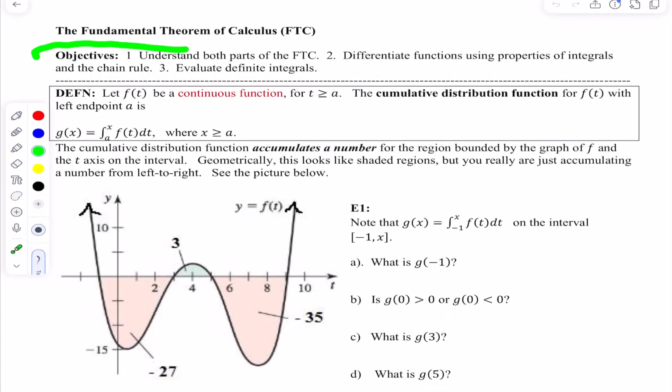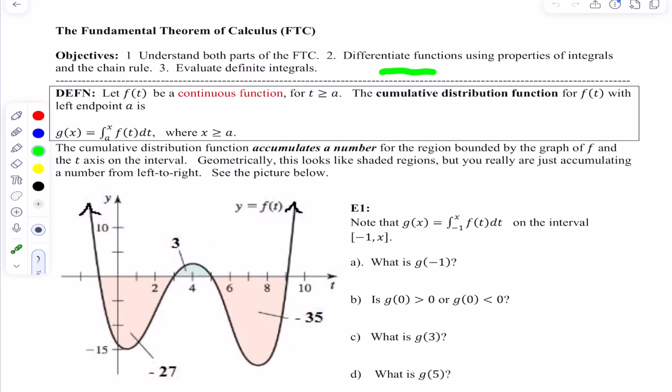The fundamental theorem of calculus. This is the theorem that bridges the ideas between the differential calculus and integral calculus. Our objectives are to understand both parts of the fundamental theorem of calculus, part 1 and part 2.